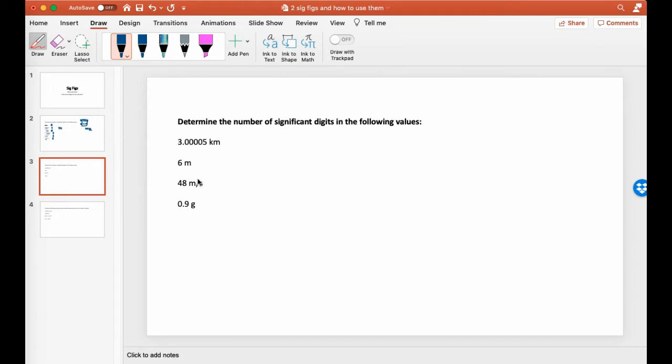Take a moment here and answer these 4 right here. Determine the significant digits. Go ahead and pause now. All right, let's see what you've got.